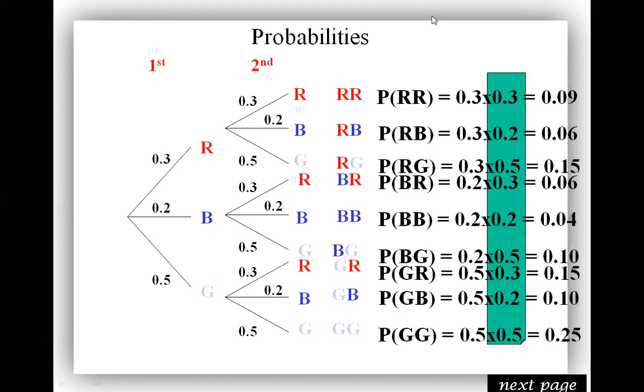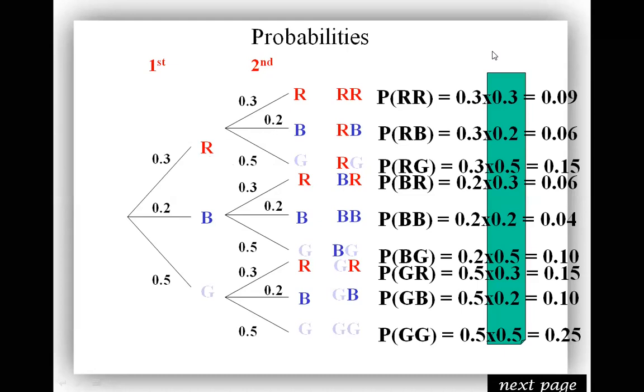So in these combinations, the first one is red and red. So this red and red is the product of 0.3 and 0.3. Then the second one is red and blue, which is the product of 0.3 and 0.2. Then this one, red and green, which is the product of 0.3 and 0.5. Then the same we go downward, blue and red, blue and blue, blue and green, and the probabilities of all these combinations can be calculated by multiplying the individual probabilities.